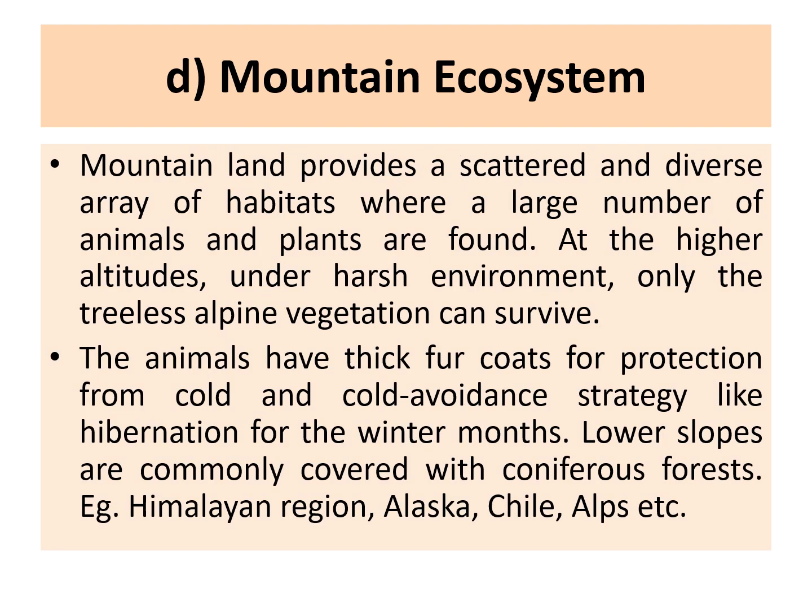The next type of natural ecosystem is the mountain ecosystem. Mountain land provides a scattered and diverse array of habitats where a lot of animals and plants are found. At the higher heights, under harsh environment, only the treeless alpine vegetation can survive, and animals surviving in such ecosystems have a thick fur coat for protection from cold and various cold avoidance strategies like hibernation for the harsh winter months. In the lower slopes, they are covered with coniferous forests.